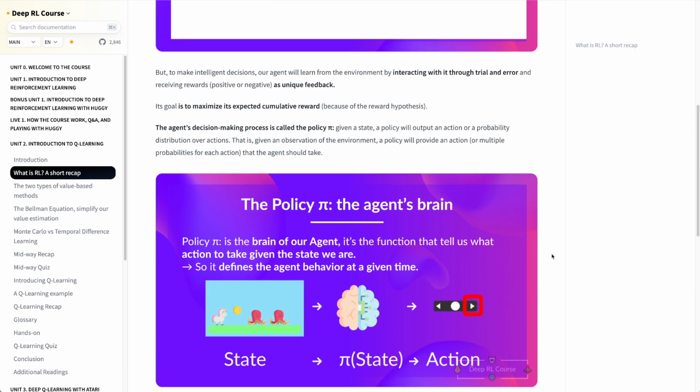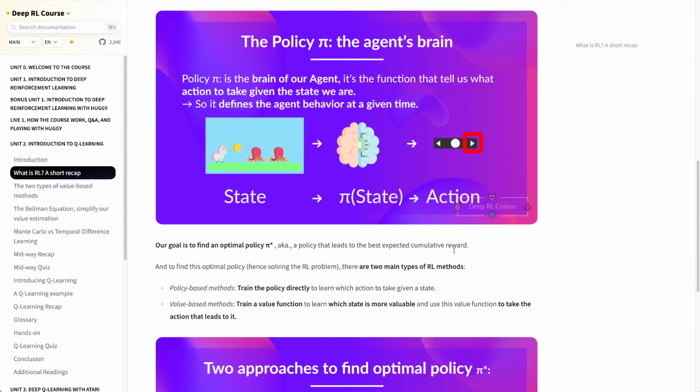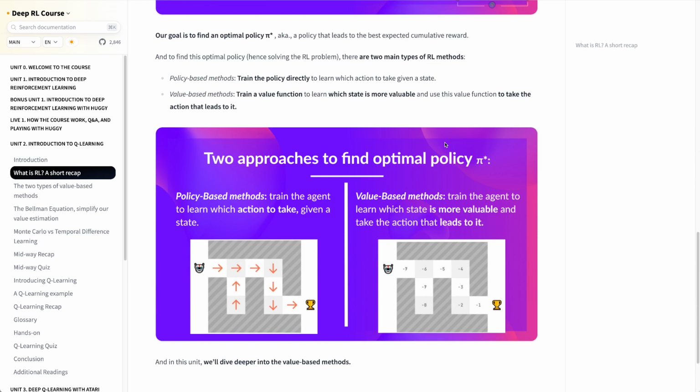So the policy pi, the agent's brain. Policy pi is the brain of our agent. It's a function that tells us what action to take given the state we are in. So it defines the agent's behavior at any given time. So look at the state, I'm a unicorn, and there's a coin and two very angry octopus, and then the policy pi will take that state and produce an action for me, or a recommended action.